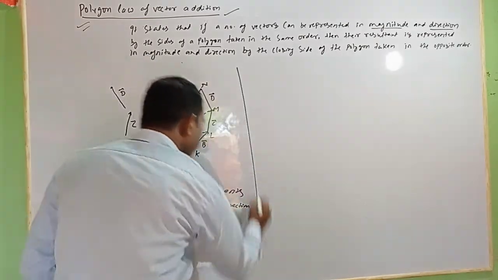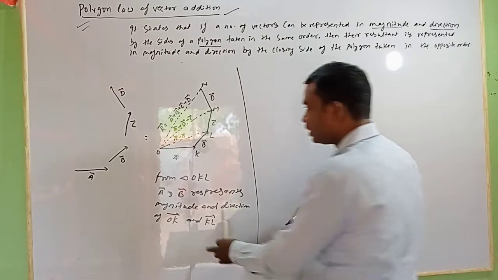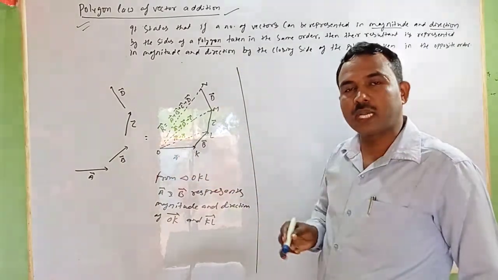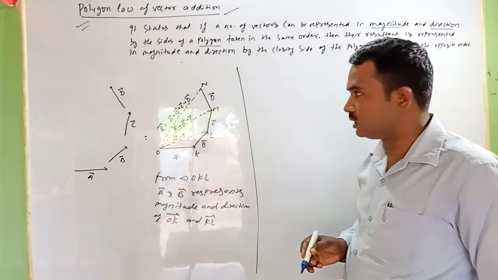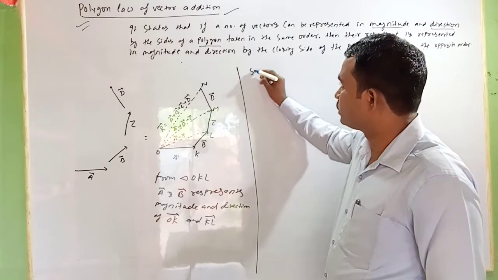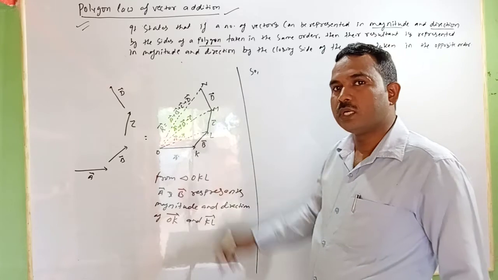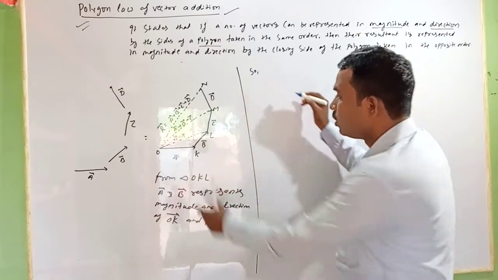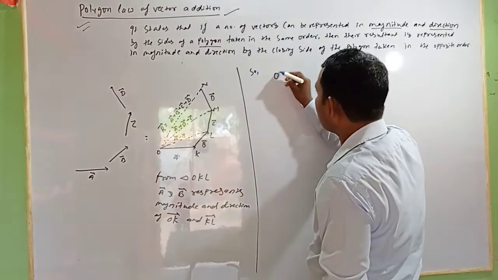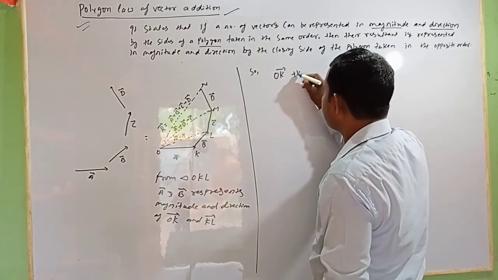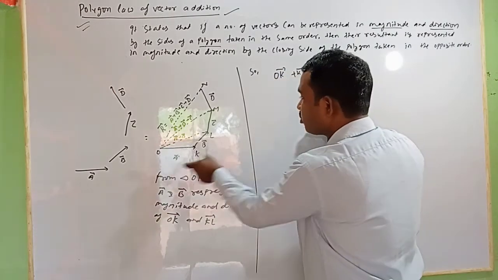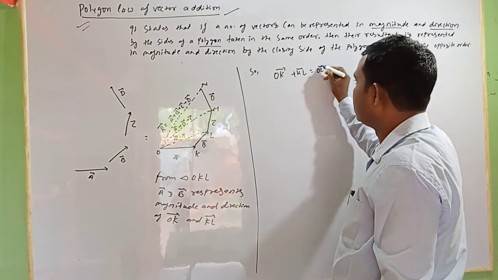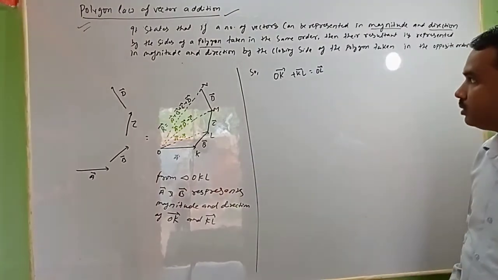If you write this one, then from the triangle, by using the triangle law of addition of vectors, you will write OK plus KL equal to, what you will write here, OL. Can you write? Okay, very good.